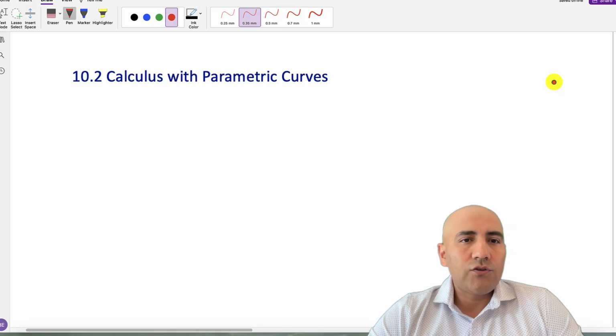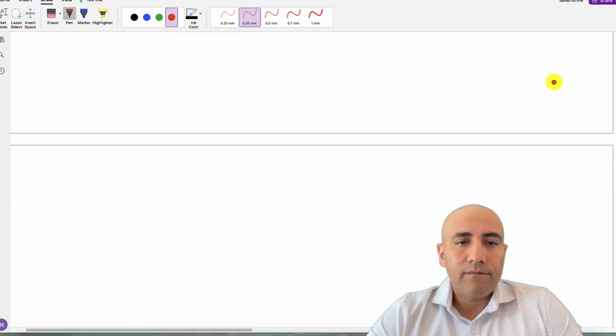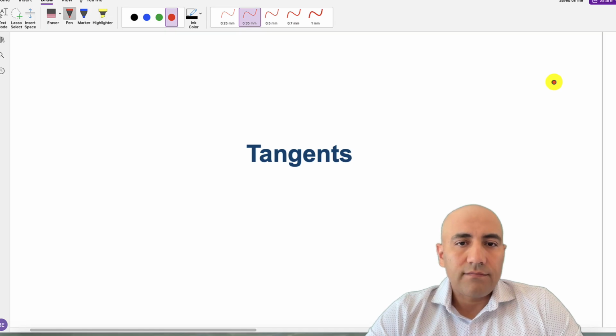Okay, Chapter 10, Section 2, Calculus with Parametric Curves. In this section, we're going to explore how to apply some of our calculus techniques to parametric equations, beginning with tangents.